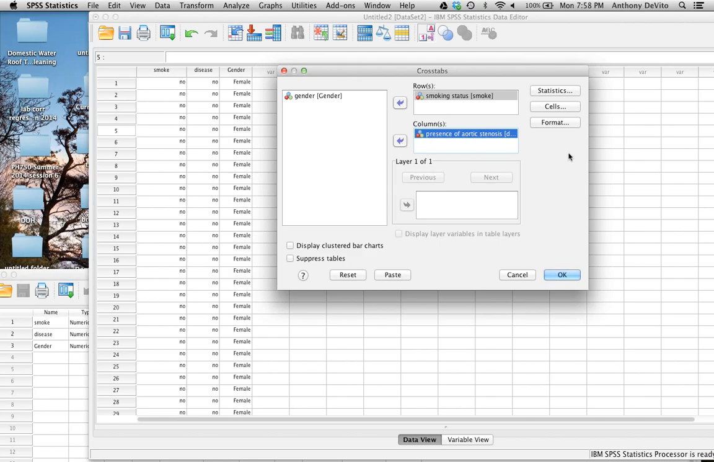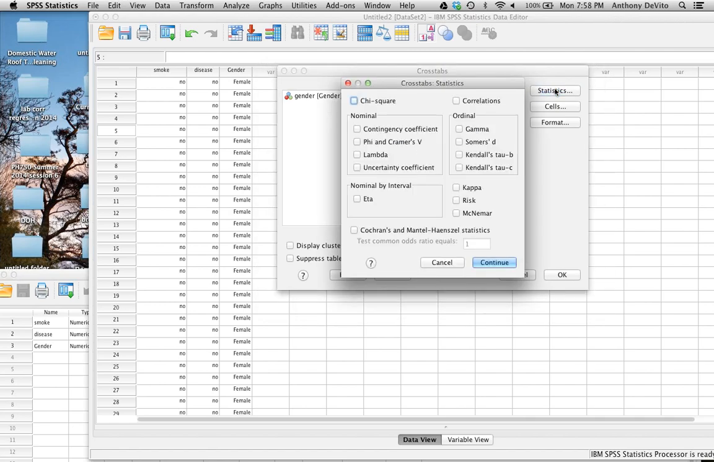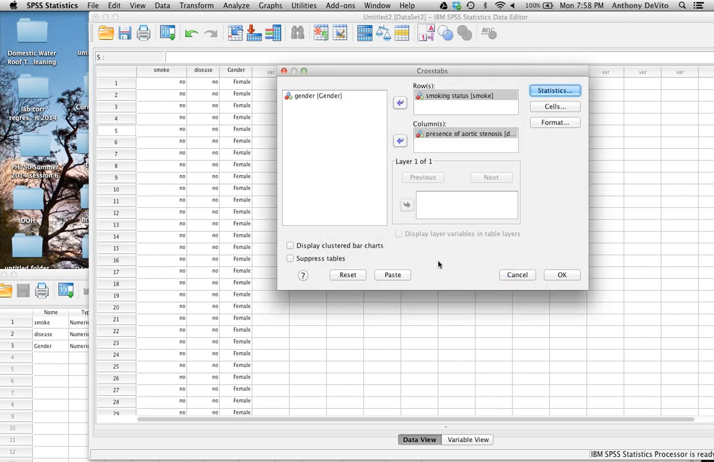Now I've got a bunch of options here. I'm going to click on the first one, statistics. Oh, look, chi-square, that's what we were just working with. And look, risk, we were talking about risk also. I'm going to ignore that for the moment. I'm not going to check any of them off, and I'm not going to calculate that.